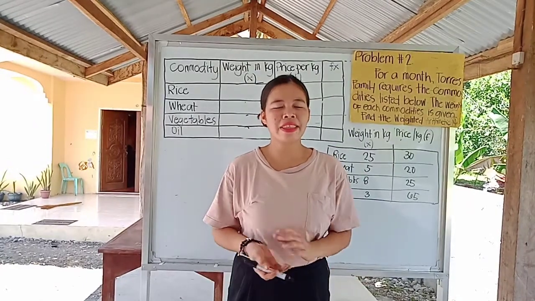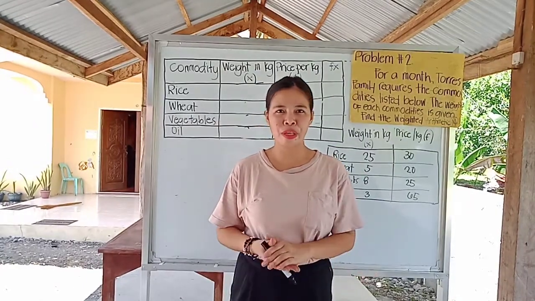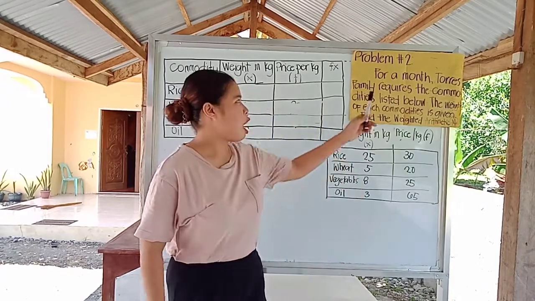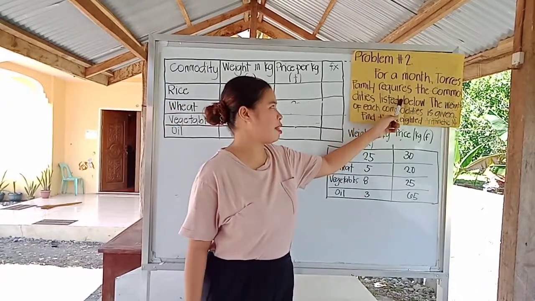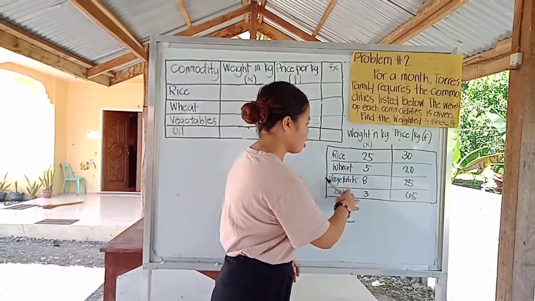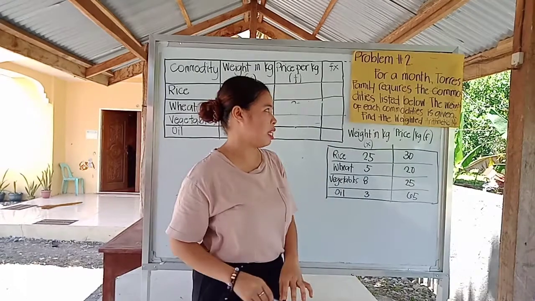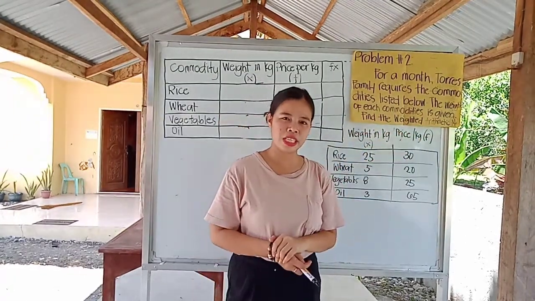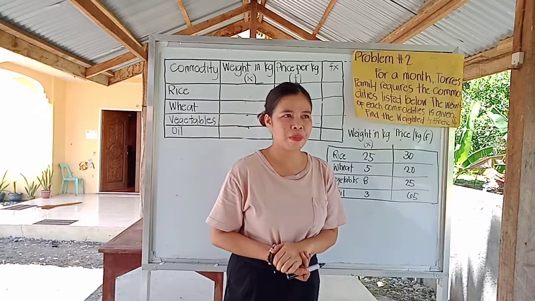So, now let us proceed to our example number 2, or our problem number 2. So, our problem number 2 is, for a month, the Torres family requires the commodities listed below. So, these are the commodities of the Torres family. The weight of each commodity is given. Now, the question is, find the weighted arithmetic mean.